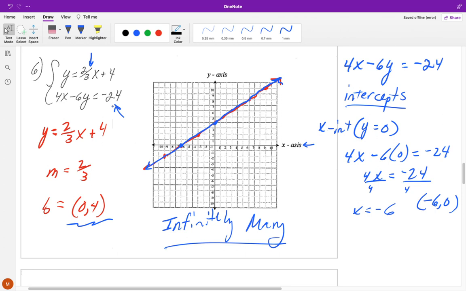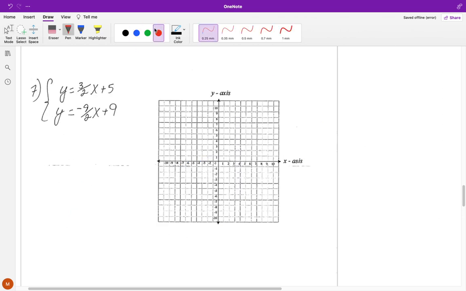All right, one more question. All right, so for this one, I put this on because the answer is a fraction or decimal. So we are going to be approximating. So m is equal to 3 over 2. b is equal to 5. So we'll go ahead and do 5.